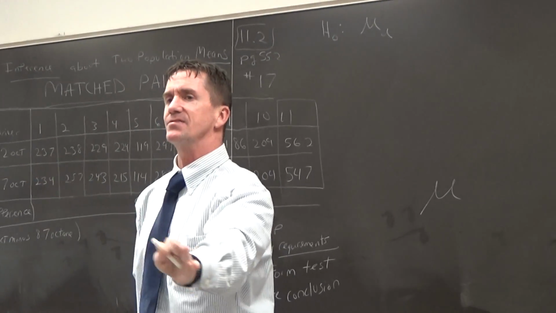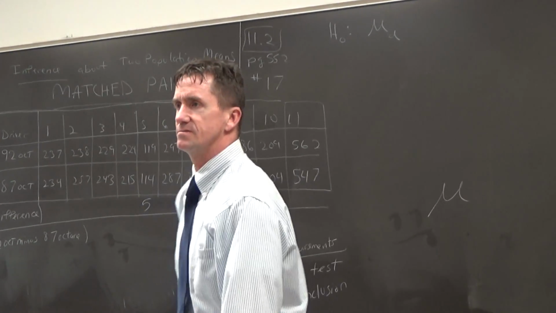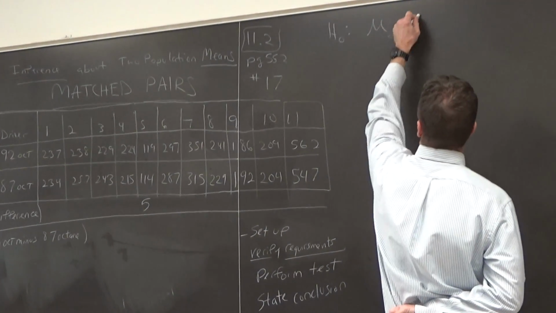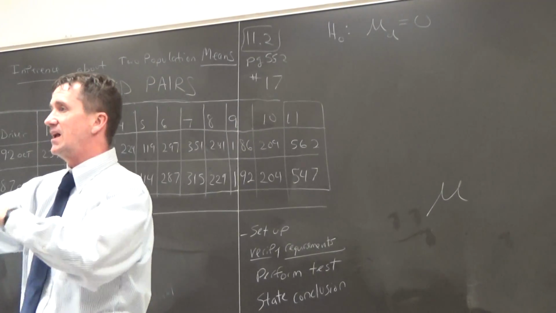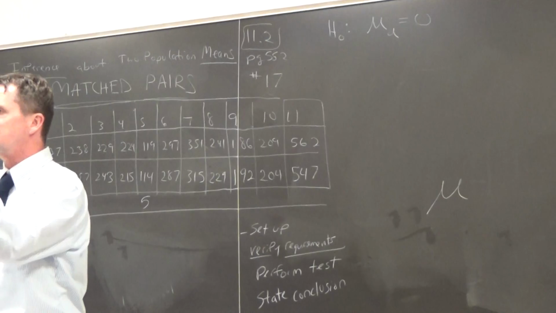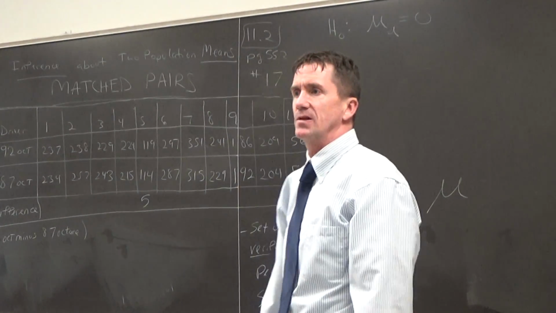If my null hypothesis doesn't make sense to you, it's just that the mean difference is 0. There's no difference in the population means. That's what you always do in 11.2 for matched pairs. Every time you do a matched pairs design, that's your null. Mean difference 0. No difference in the population means.